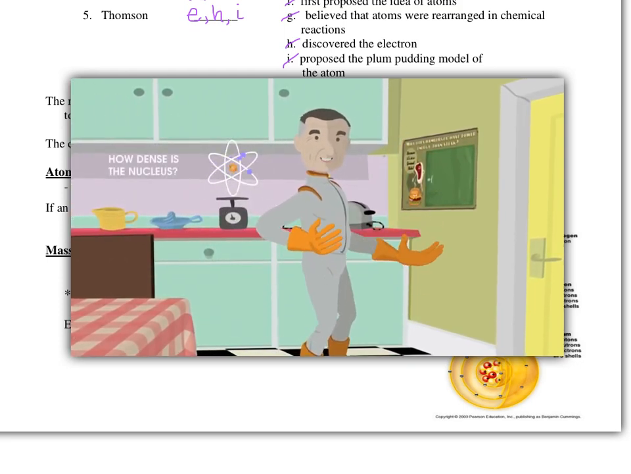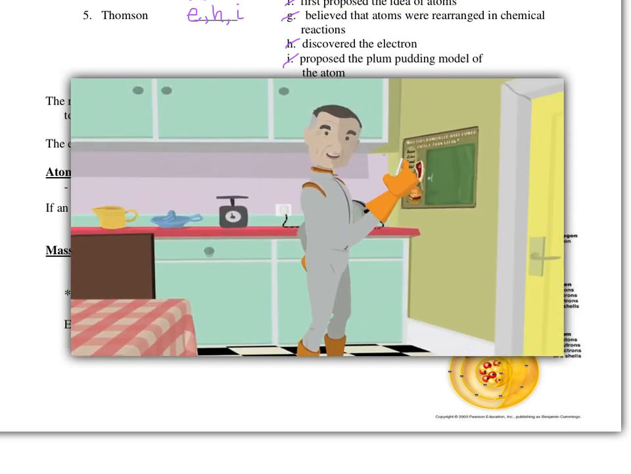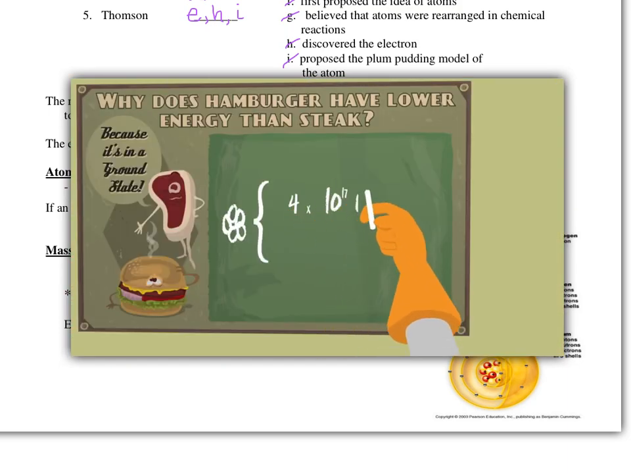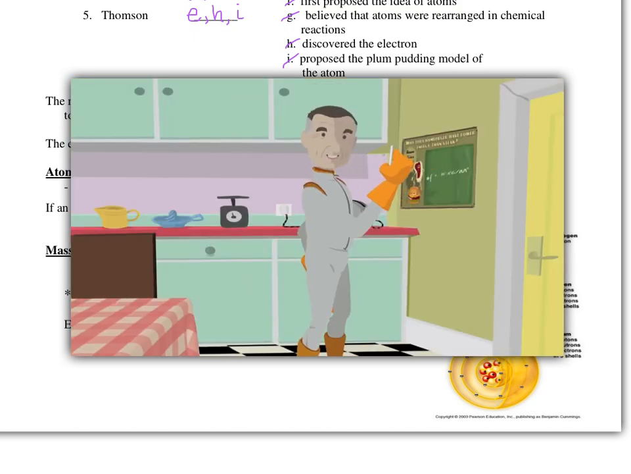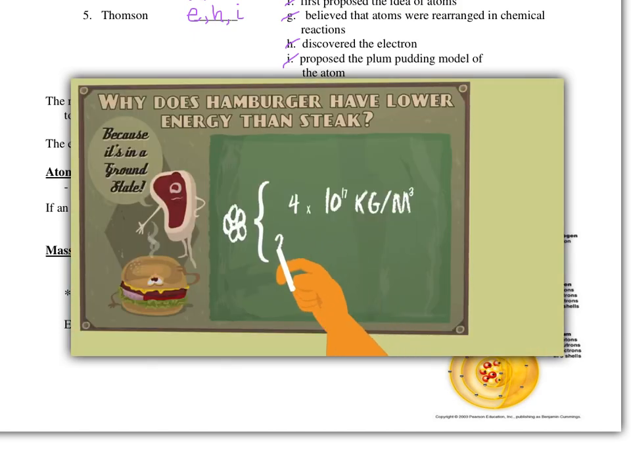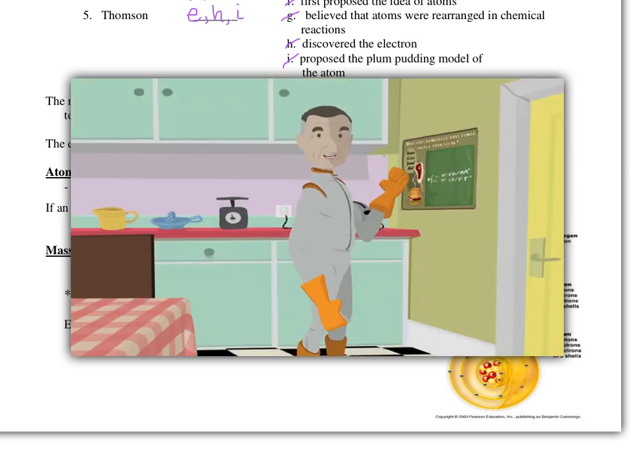How dense is the nucleus? Well, the answer is crazy. The density of a typical nucleus is 4 times 10 to the 17th kilograms per meter cubed. But that's hard to visualize. Okay, I'll put it in English units: 2.5 times 10 to the 16th pounds per cubic foot. Okay, that's still kind of hard to figure.